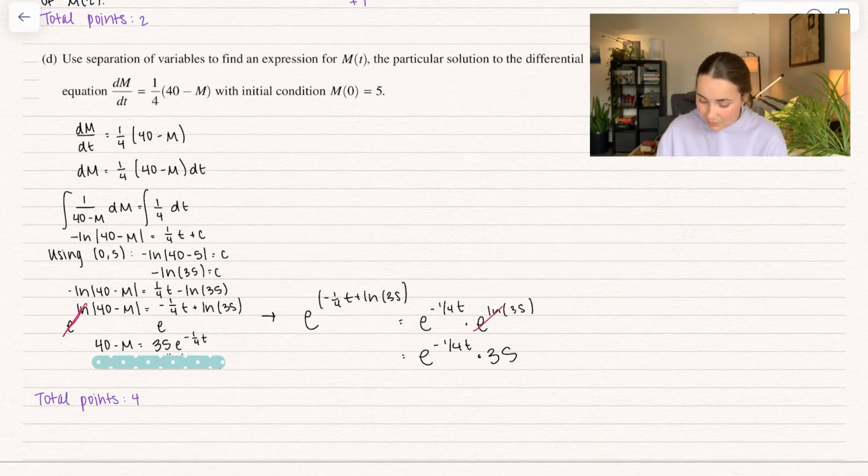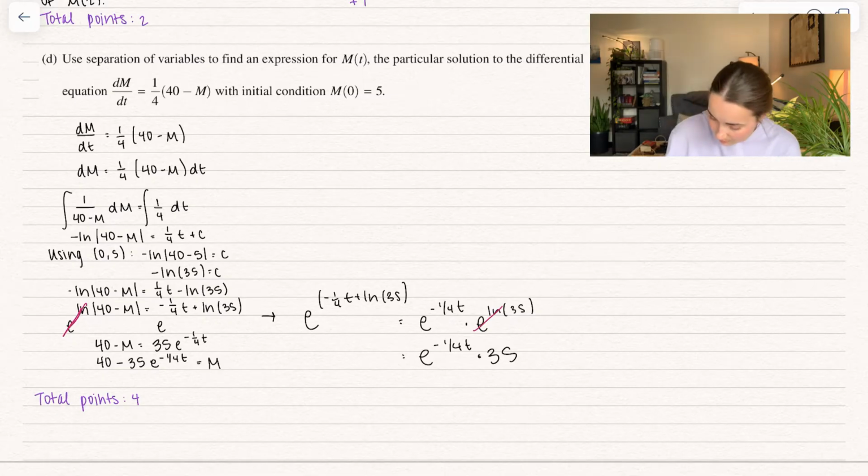Now our last step is we're trying to get m all by itself. So because the m's negative, I add it to the right side and then I subtract over the 35 portion. So I get 45 minus 35 e to the negative 1/4 t is equal to m. And that should probably be m of t because that's what they asked for. And that right there is our particular solution.